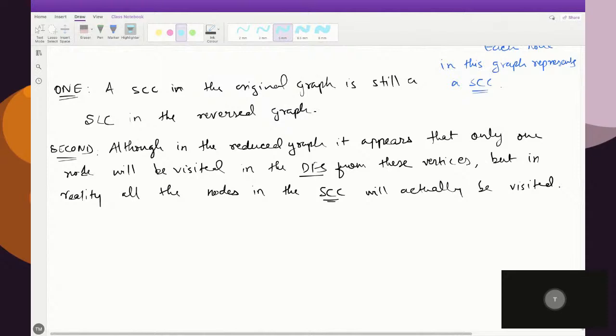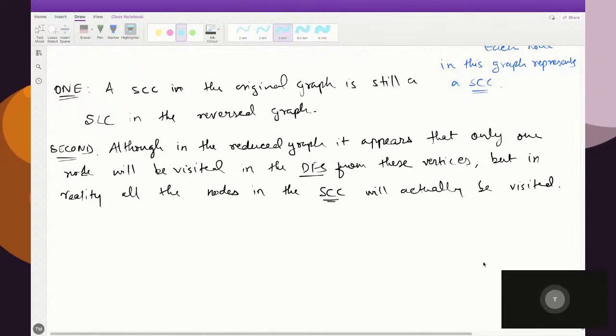But maximally strongly connected subgraph can be found by DFS in original graph too, sir. In the original graph too, no.